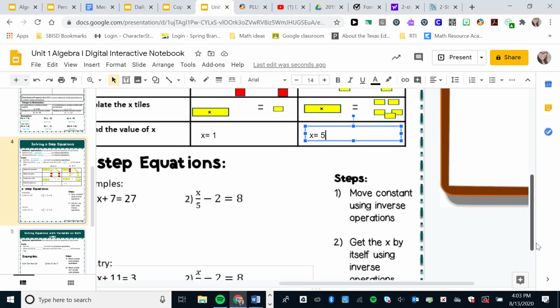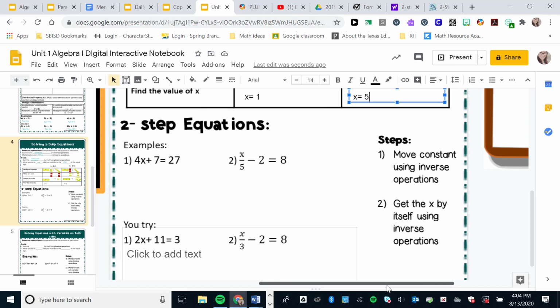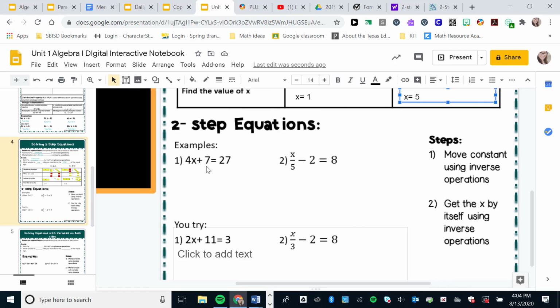Here are our steps. Move the constant using inverse operation. So constant is a number without the variable. So we're going to start with that one first. You want to start with the one on the side of the x because what is our goal? Our goal is to get the x by itself by using inverse operation. So those are our 2 steps. You're going to move the constant and then you're still going to make sure that you use inverse operation to get x by itself. All right, so let's start with this one.